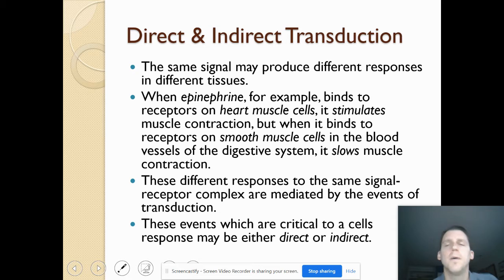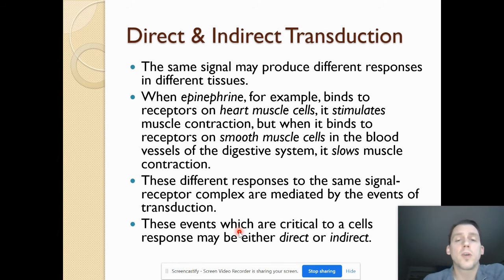So how can that happen? How can we have two very different responses to the same signal? The explanation here is the transduction phase. It's the things that happen in transduction. The things present are different in those cells, and so they produce different results.